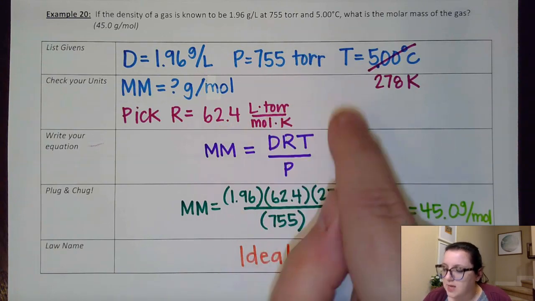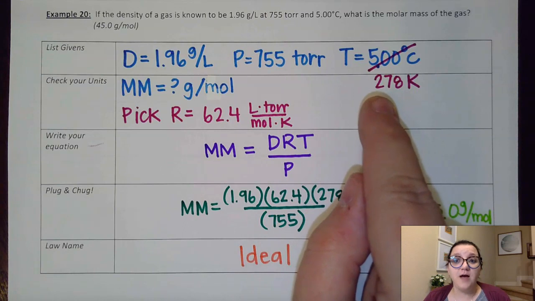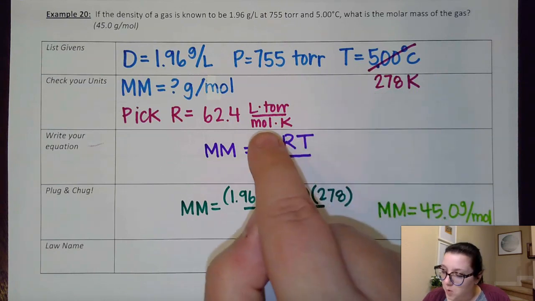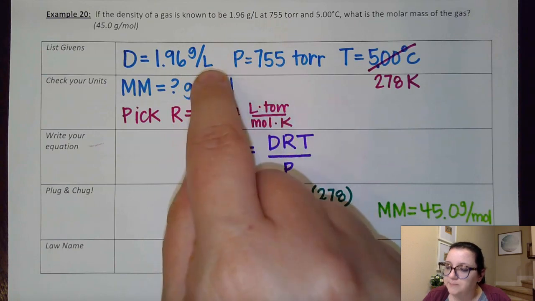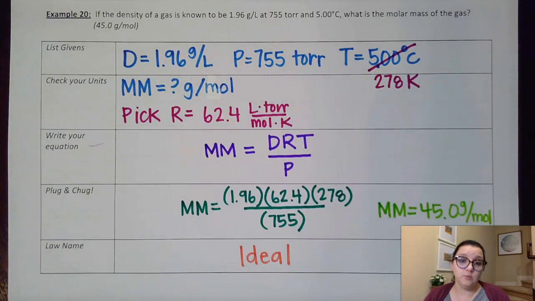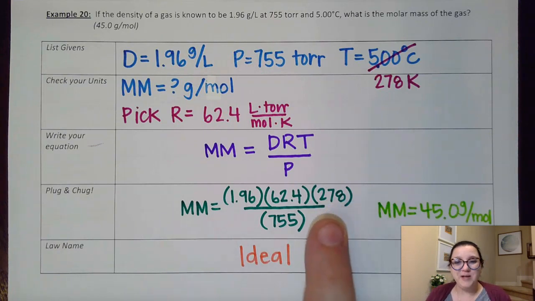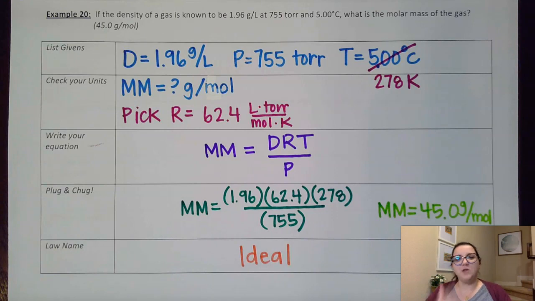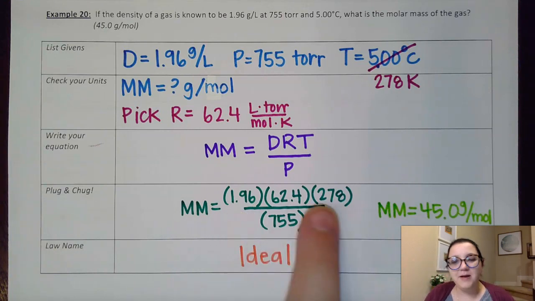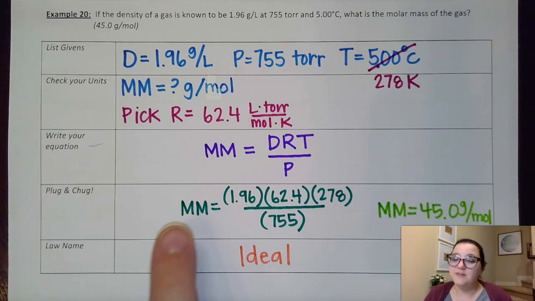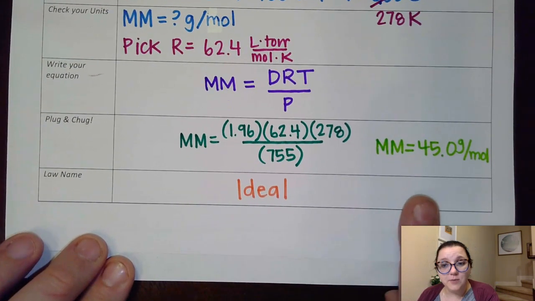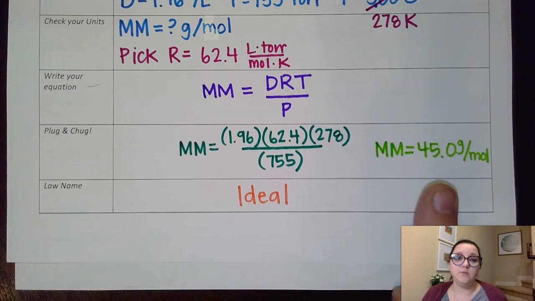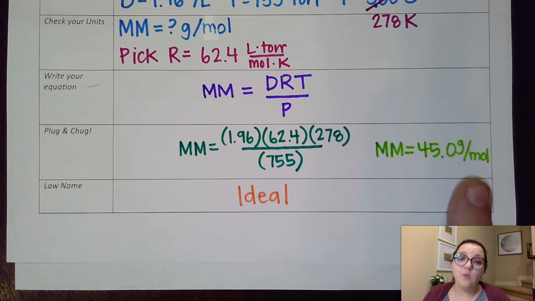So torr obviously matches. Kelvin, I had to convert my temperature. So 5 degrees became 278 Kelvin. Moles would have matched up with the molar mass here. The liters matched up with the density, and so therefore from the density and the molar mass, the grams would have canceled out. So then I just plugged everything in. Now this one, the algebra was pretty easy because everything was already all together on one side. All of my numbers, my unknown variable was by itself. And so all I had to do was plug in that math and I got an answer of 45.0. And again, that's 3 significant figures there because all of the original data had 3 sig figs. It was grams per mole because I was trying to solve a molar mass. And my law name would be ideal.